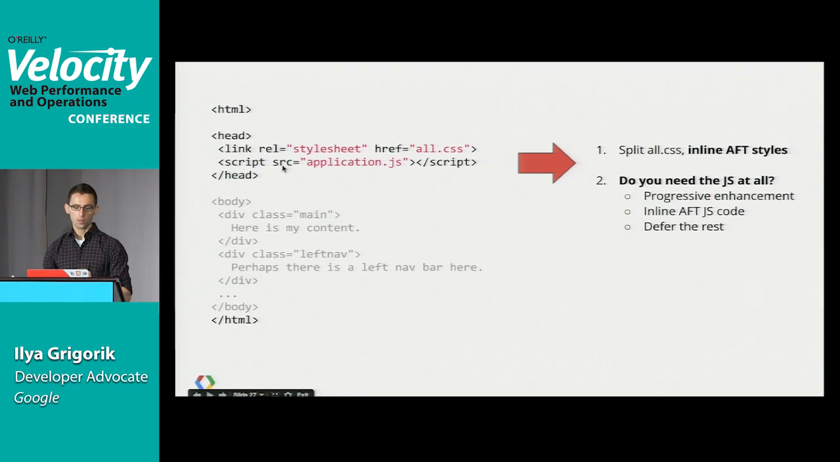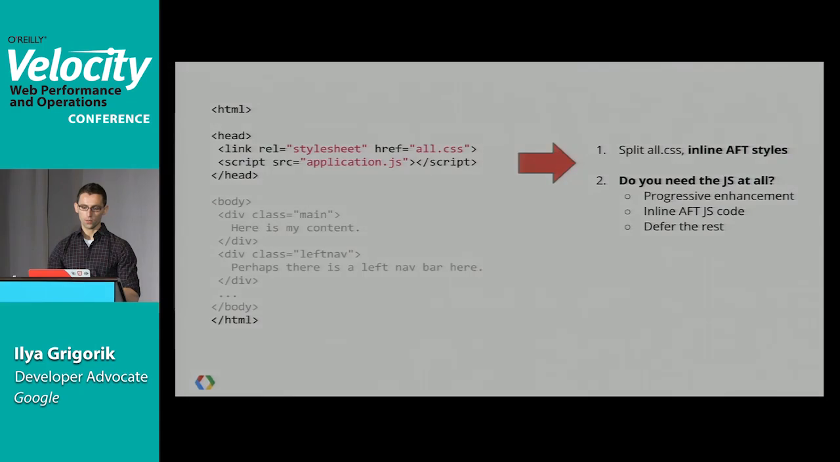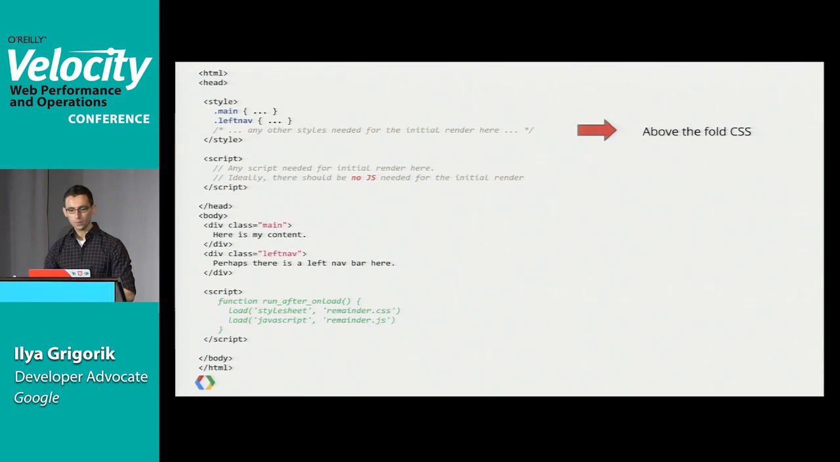The DOM construction cannot proceed until we fetch that application.js file, we execute it, and only then can we continue to construct, actually read the body and construct it and paint the rest of the page. So either this file needs to be moved all the way down to the bottom of the page, or it needs to be deferred until after the paint happens. So how does this look? Well, this is effectively what you would see, right?